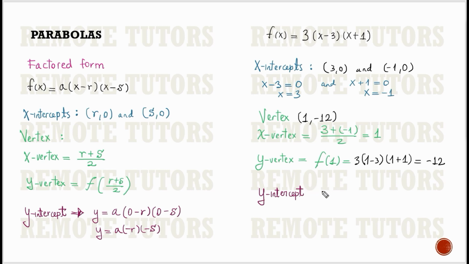the y-intercept. The y-intercept is found when you replace x by 0 in the formula, so y equals 3 times 0 minus 3 times 0 plus 1. So the y-intercept is 3 times negative 3 times 1. So the value of the y-intercept is negative 9.